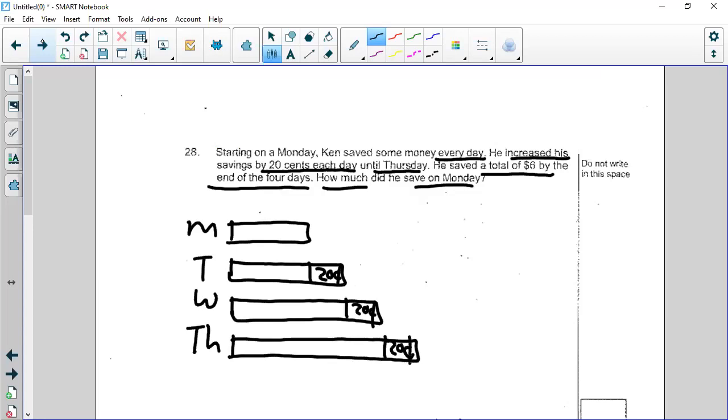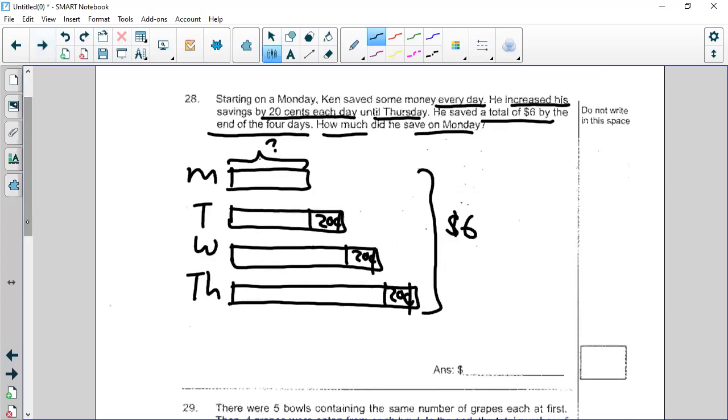So this is actually a primary 4 question. Okay, primary 4, they have something like that also. At the end of the 4 days, he saved a total of $6. So how much did he save on Monday? Okay, that's your model. So what do you do? You cut it, right? Model is about cutting into similar parts. So 20 cents, all these are 20 cents. And what do you call the boxes on the left side? The units. Yeah. Okay, can solve already?